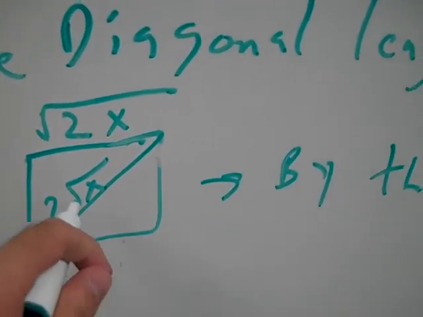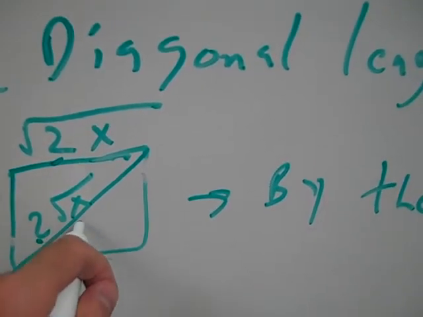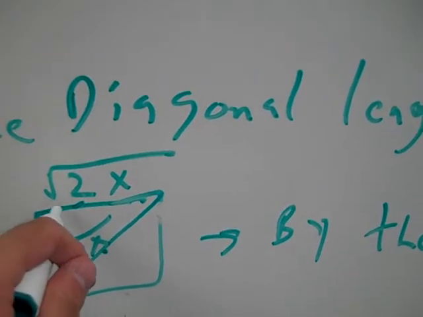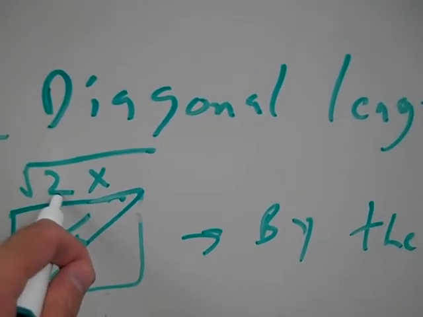But the point is, since the diagonals are 2 radical x, by the theorems of isosceles triangles and by the Pythagorean theorem, this is the square root of 2x.